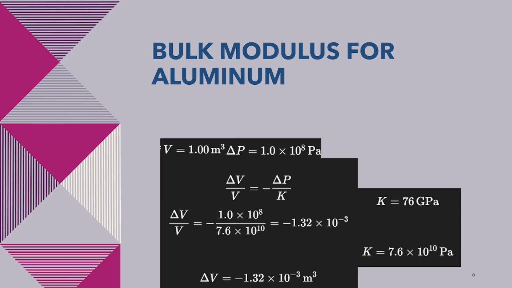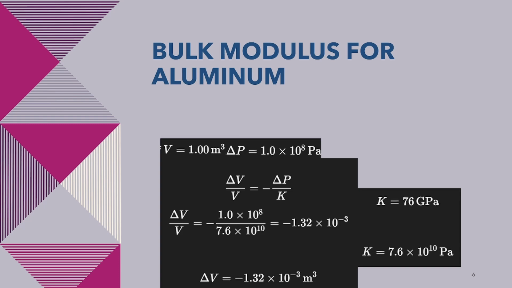So, bulk modulus for aluminum. V, or volume, is equal to 1 millimeter cubed. Change in pressure is equal to 1.0 times 10 to the 8 Pa. And then the formula for this is change in volume over V equals negative change in pressure over bulk modulus.